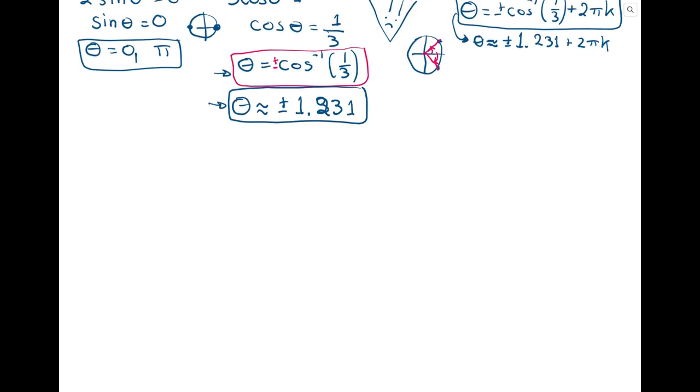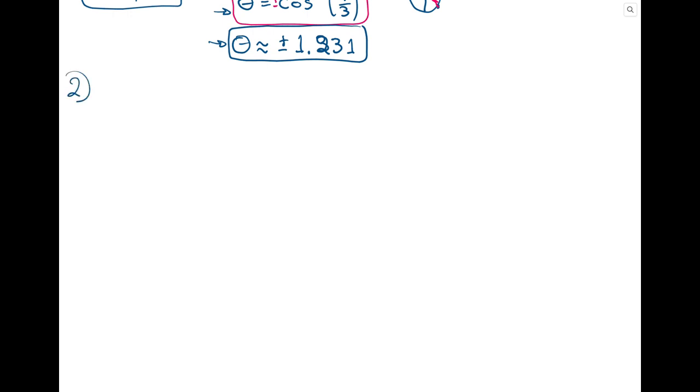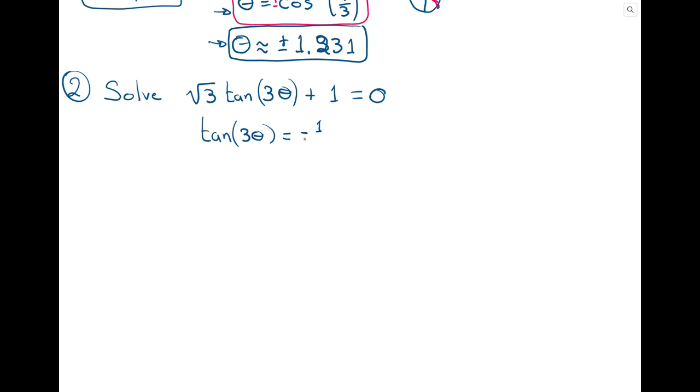Okay, that's example 1. Moving on to 2. Okay, so for example 2, we're going to solve the square root of 3 tangent of 3 theta plus 1 equals 0. So when I'm looking at that, I'm thinking, okay, let's isolate that trig function first, right? So I'm going to subtract a 1, divide by a root 3. So that will be tangent of 3 theta is equal to negative 1 over square root of 3.